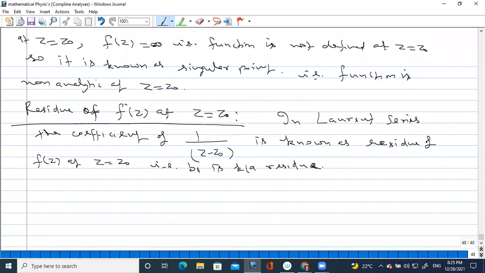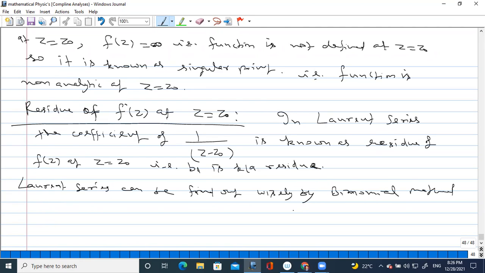So Laurent series you can find out by Taylor series method or binomial method. Laurent series can be found out by binomial method or Taylor expansion method. Okay, by any way you can find it out.